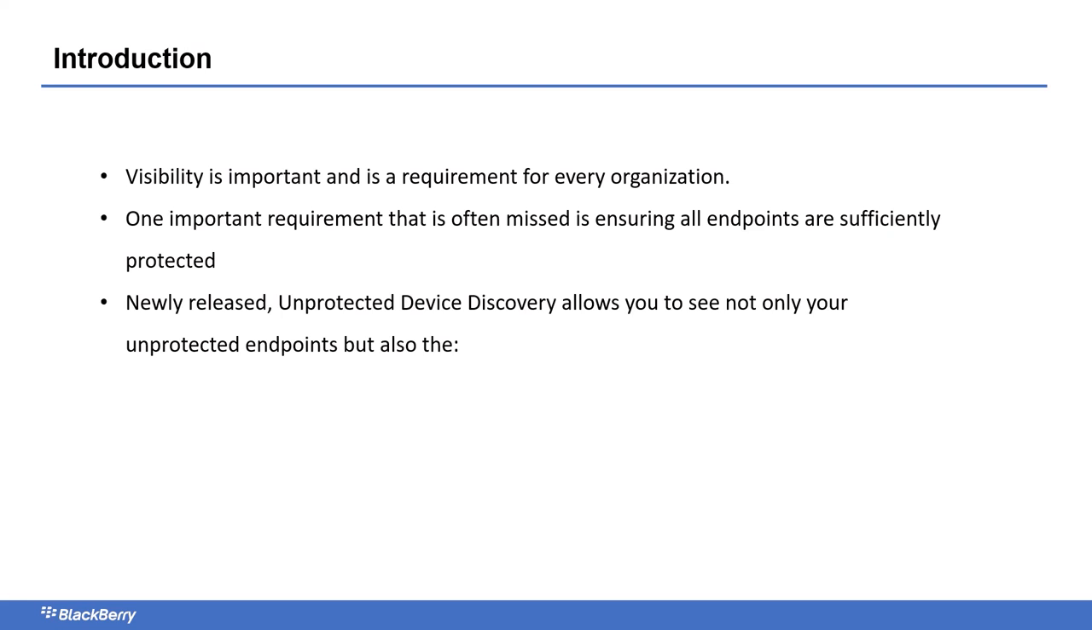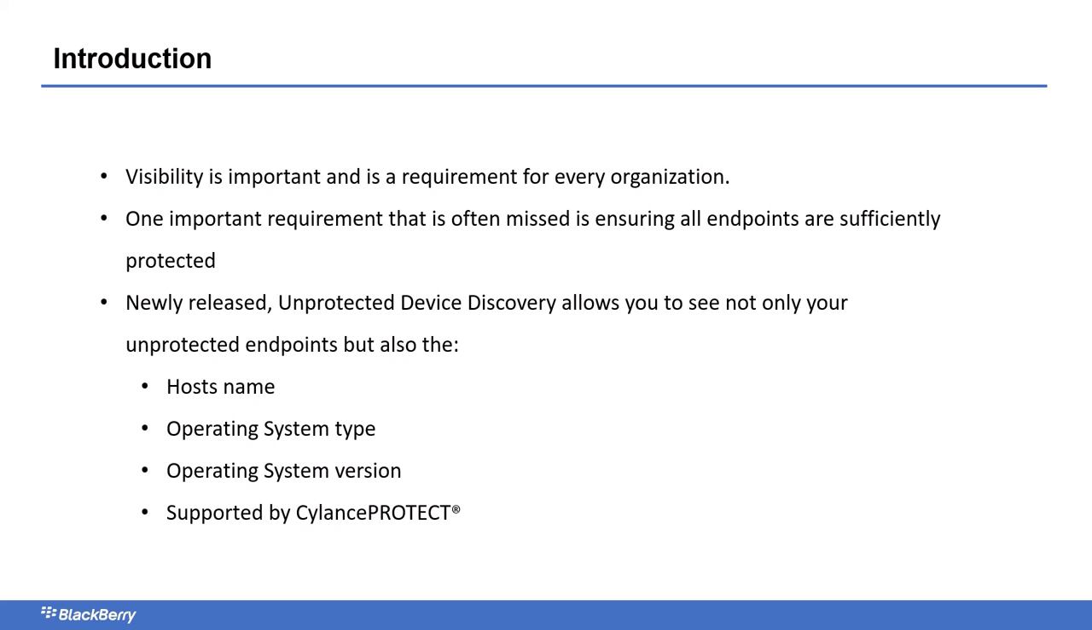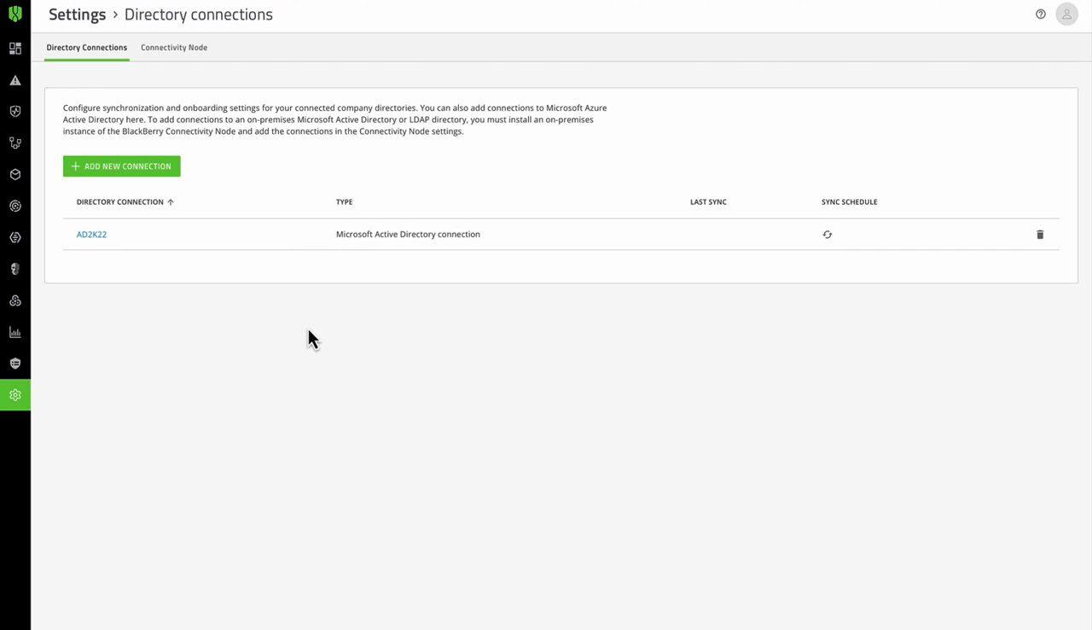With an exciting update to the Cylance Unified Endpoint Security Platform, I'm pleased to show how quickly and easily you can answer this question by providing you visibility into not only your unprotected endpoints, but their name, operating system type, and version, and whether the discovered device is running an operating system version that is supported by CylancePROTECT. Now, let's take a look at the unprotected device discovery feature.